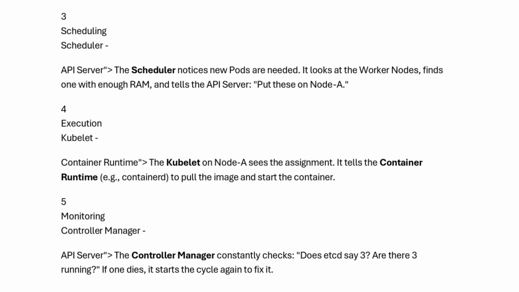Scheduler, API server. The scheduler notices new pods are needed. It looks at the worker nodes, finds one with enough RAM and tells the API server to put these on node A. Execution: kubelet, container runtime. The kubelet on node A sees the assignment. It tells the container runtime, for example Containerd, to pull the image and start the container.